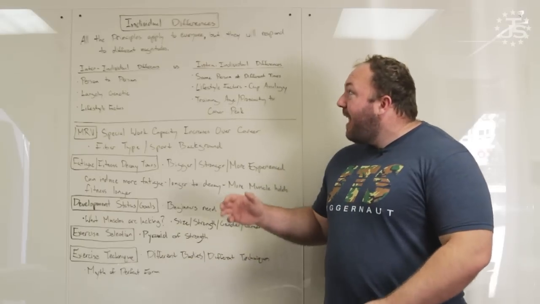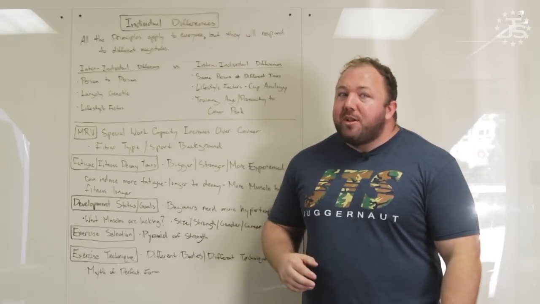Close grip benchers compared to wide grip benchers. Do they need more development of the pecs or the triceps? Look at the exercise technique that the lifter is using. See what muscles drive those lifts. See what muscles need to be brought up so the lifts can be continually increasing. So that is our final principle, individual differences.